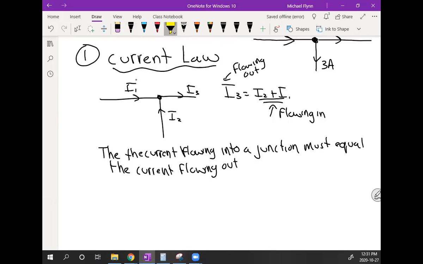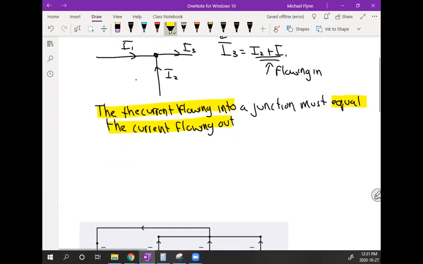Okay, and I'm just going to highlight some of that. The current flowing in equals the current flowing out, right? Okay, and that is how current works when you have a fork in the road. And it's very logical. So the current law is pretty straightforward.